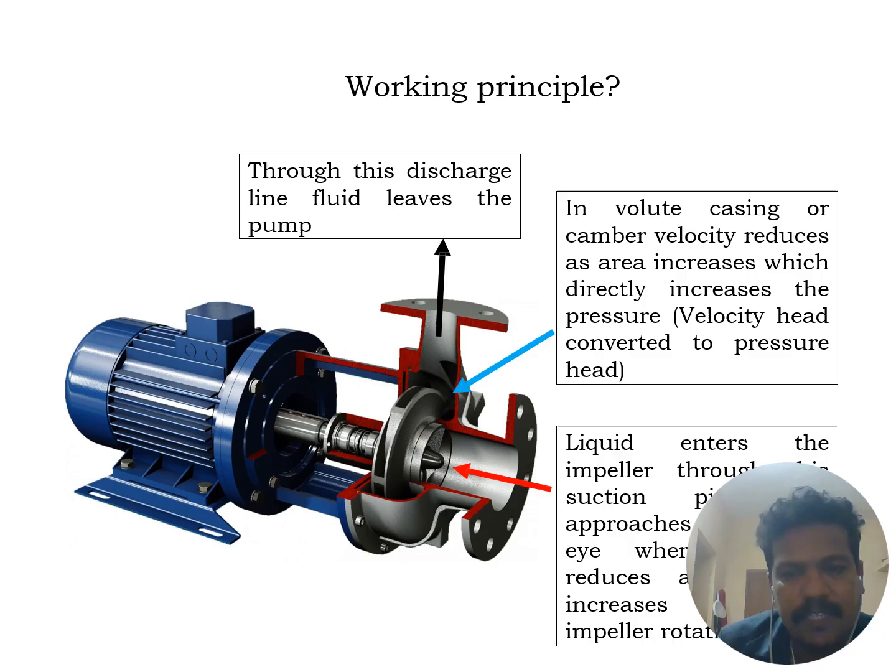Next, we will discuss the working principle of the pump. We have already discussed the parts of the pump. Now let's talk about its working principle. The liquid enters the pump through the suction side and reaches the eye of the impeller. Here the pressure decreases and the velocity increases due to the impeller rotation. The liquid then moves through the pump and enters the volute casing, where the velocity decreases and pressure increases. Finally, the fluid is discharged through the discharge section.